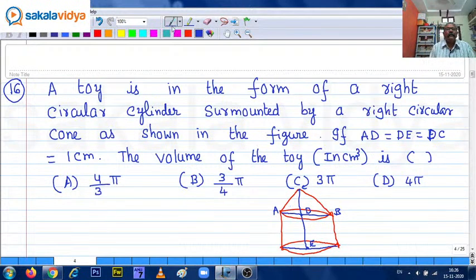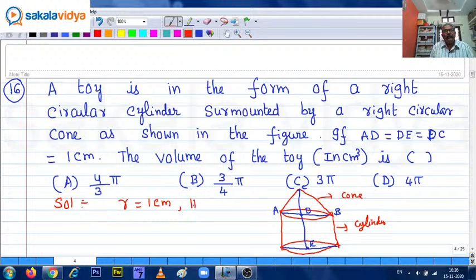Now what we need to find out? First we need to find the dimensions. So the base radius will obviously be equal to AD, equal to 1 centimeter, which means R is equal to 1 centimeter. It's common to both figures, cone as well as cylinder. Next, the height of the cylinder is 1 centimeter, say capital H. Small h, the height of the cone, is also 1 centimeter. So now how to find out the value of the tie?